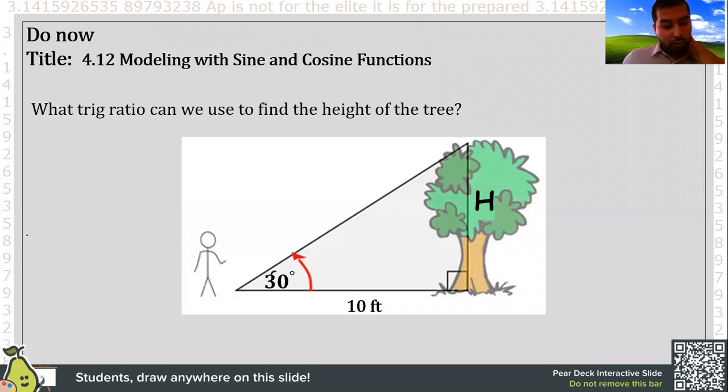Okay, so hopefully you were able to see that we have right here 30 degrees. This right here will be my theta. And we have the following values: this 10, which is my adjacent. We have this h right here, this will be our opposite. And we have the side right here, this will be the hypotenuse.